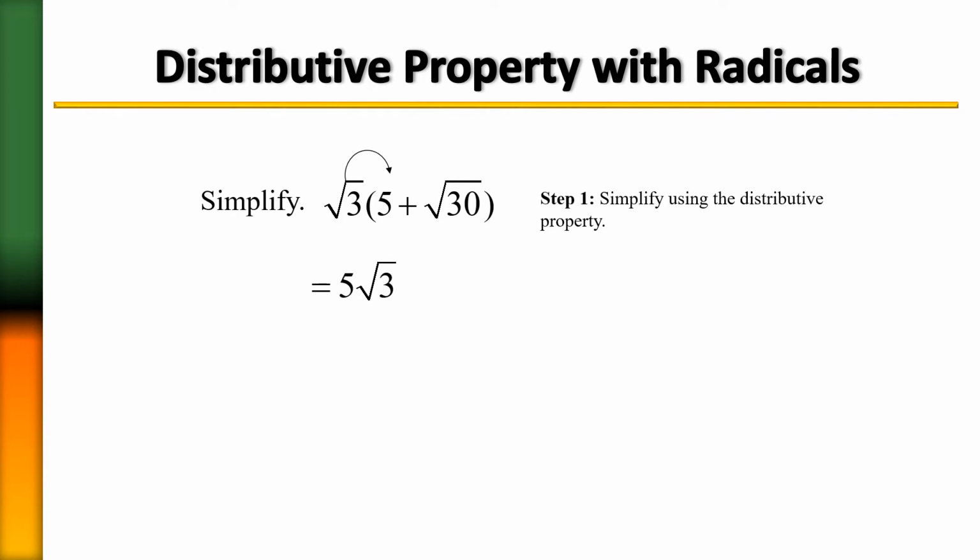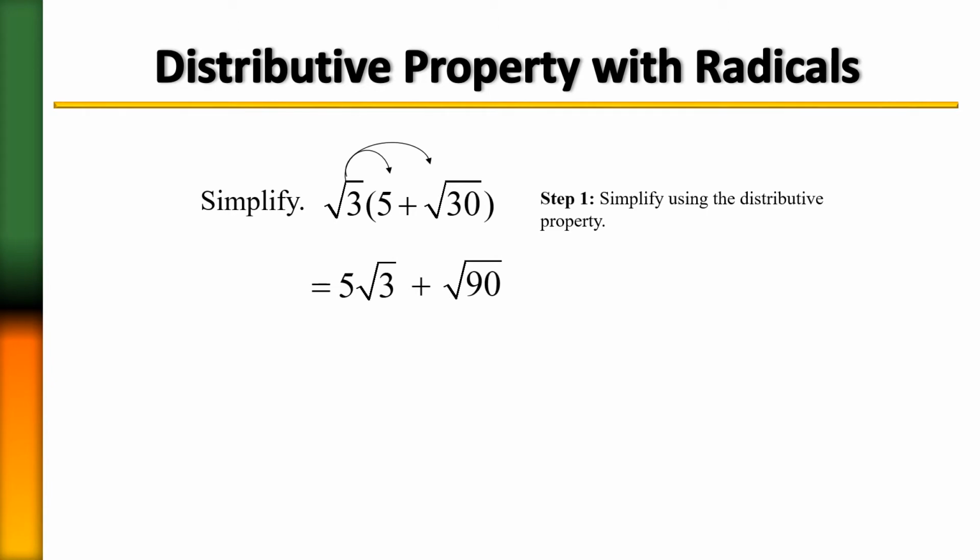Okay, next let's distribute the square root of 3 times square root of 30. So we're going to multiply the inside with the inside. Notice that the roots are the same, so we can multiply the inside with the inside. 30 times 3 is going to give me square root of 90.